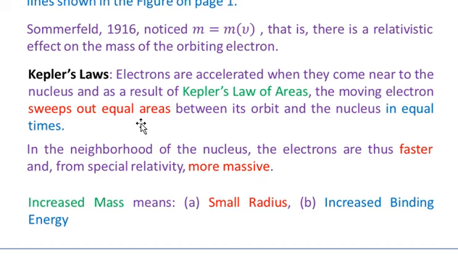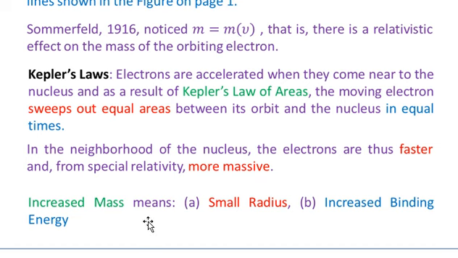In the neighborhood of the nucleus, the electrons are thus faster and, from special relativity, more massive. So when the electrons are moving with a much greater speed, then of course, according to the condition that m is a function of velocity, m equals m of v, where v is the velocity of the electron, the value of m will depend upon the velocity. So m is no more constant when the electron is approaching the nucleus. Under that condition, you can regard such an electron as a massive electron. This is the term that was used at the time of Sommerfeld.